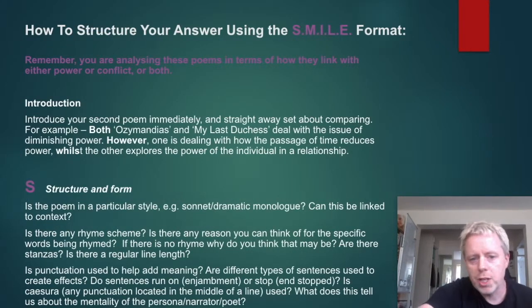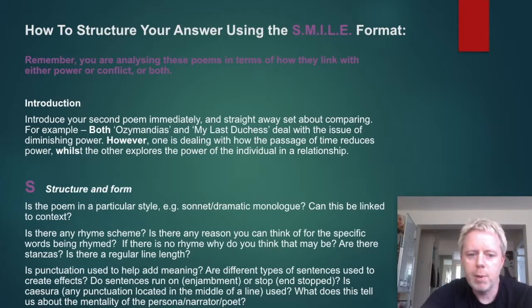Okay, so how to structure your answer using the SMILE format. Remember, you are analysing these poems in terms of how they link with either power or conflict or both. It's the power and conflict section, so don't shy away from that. Now, you could write a little introduction and then follow the SMILE format. This is a kind of skeleton of how the SMILE format will look. I do apply it to the actual question later on, so do stick around.